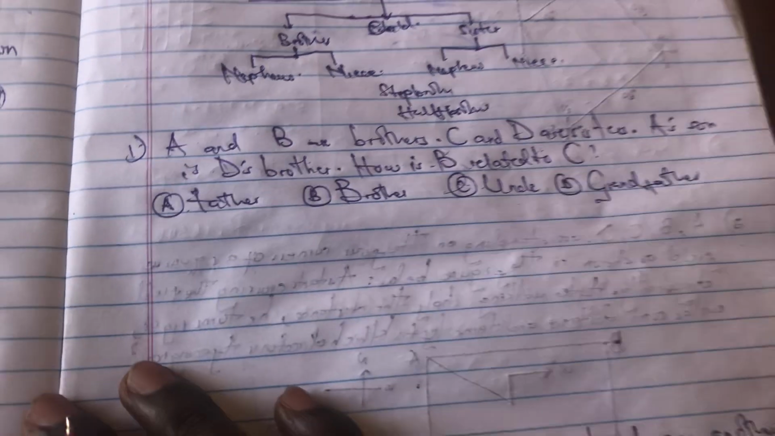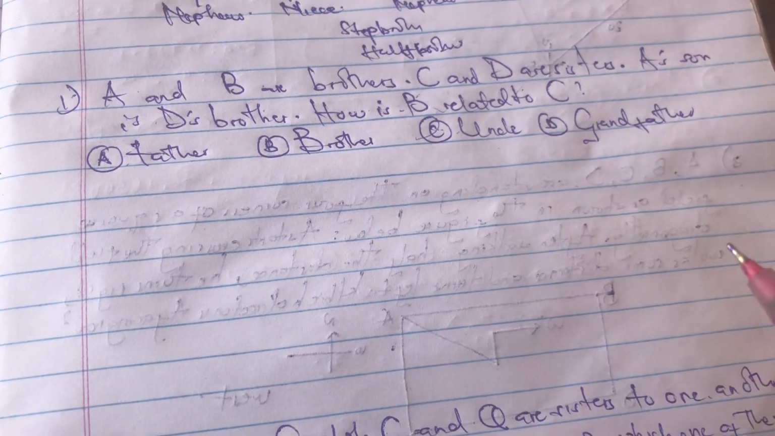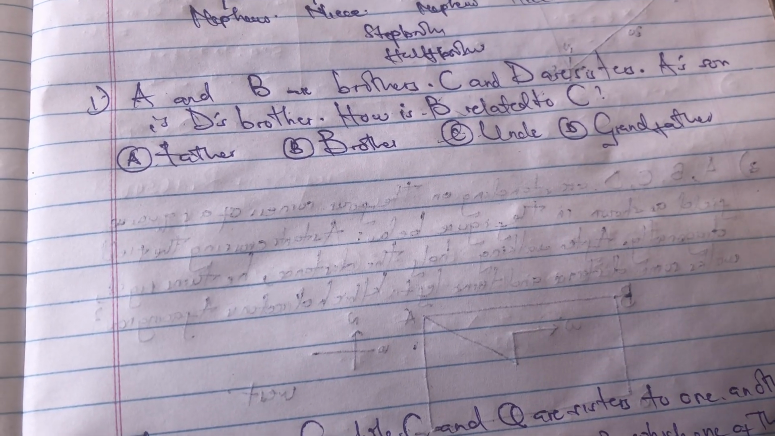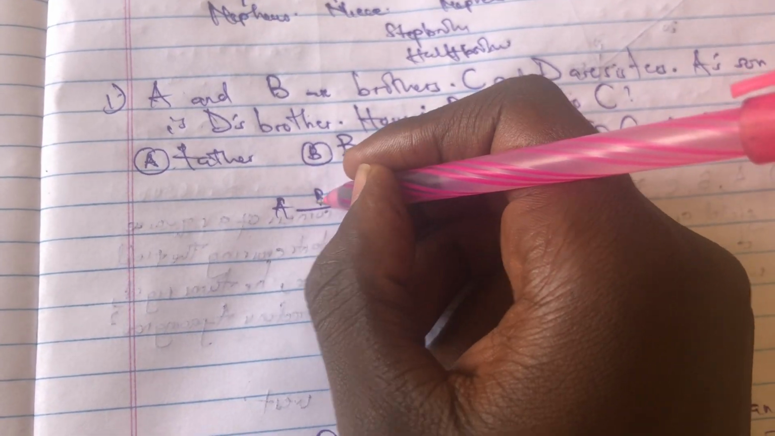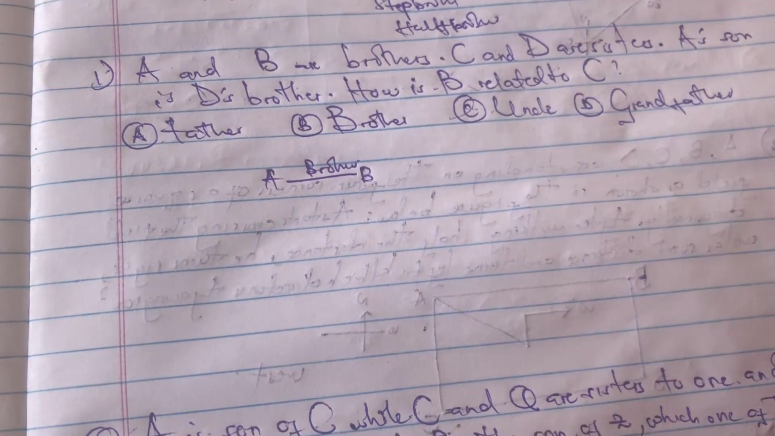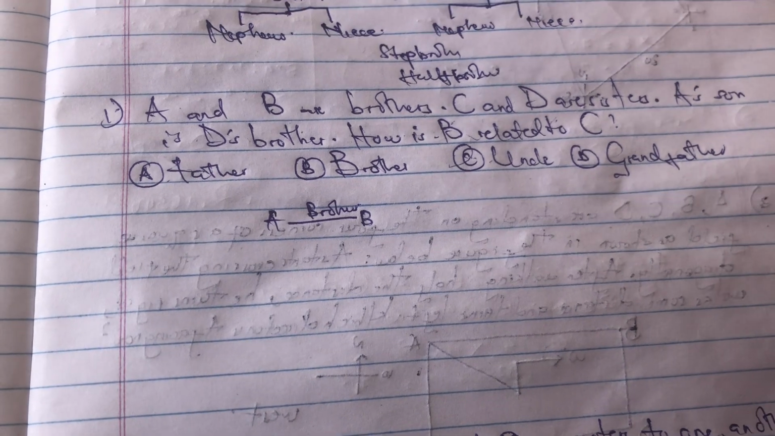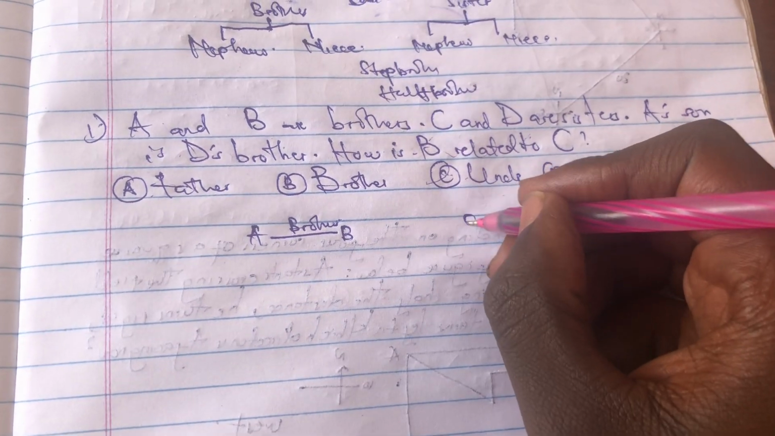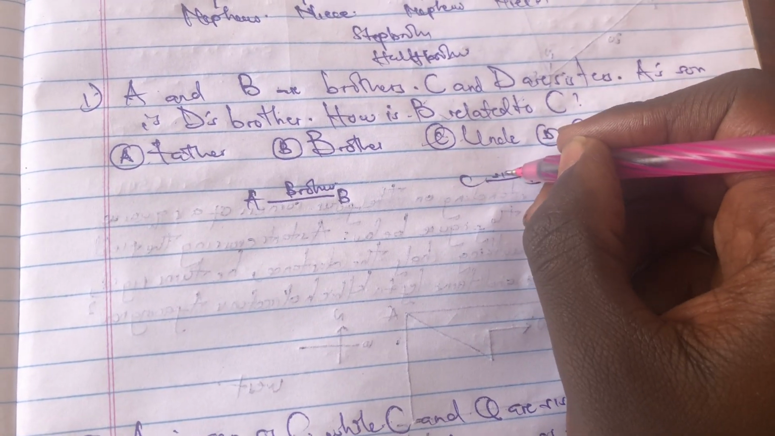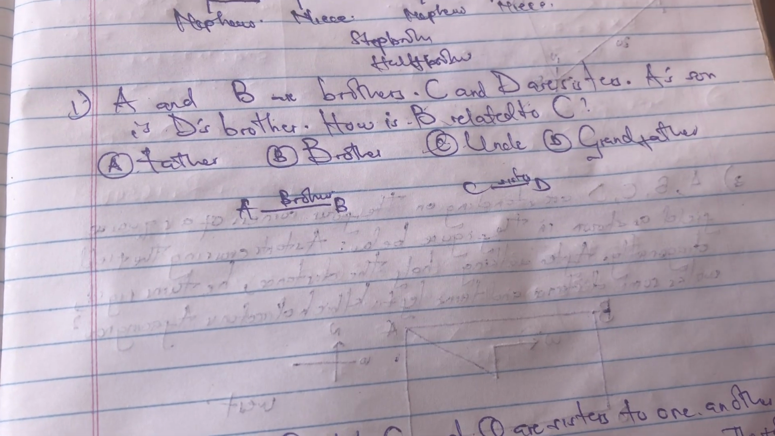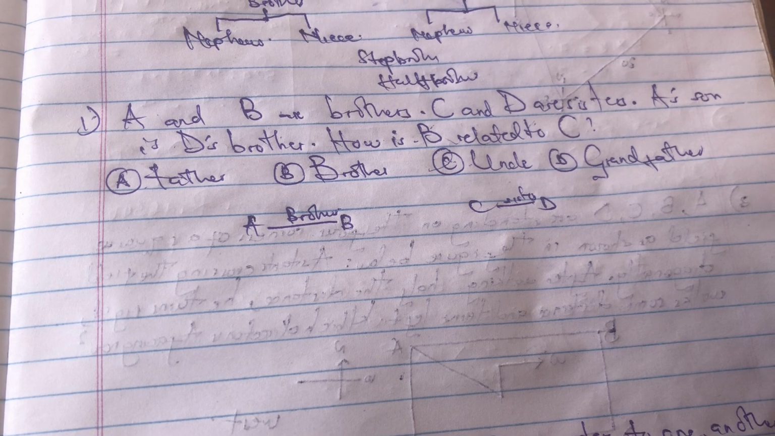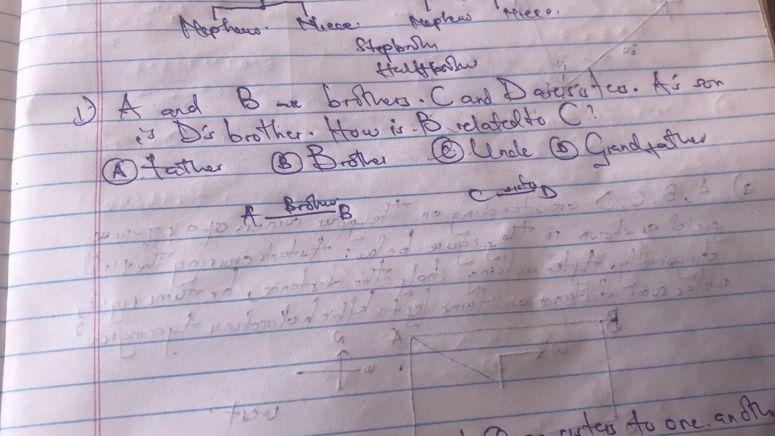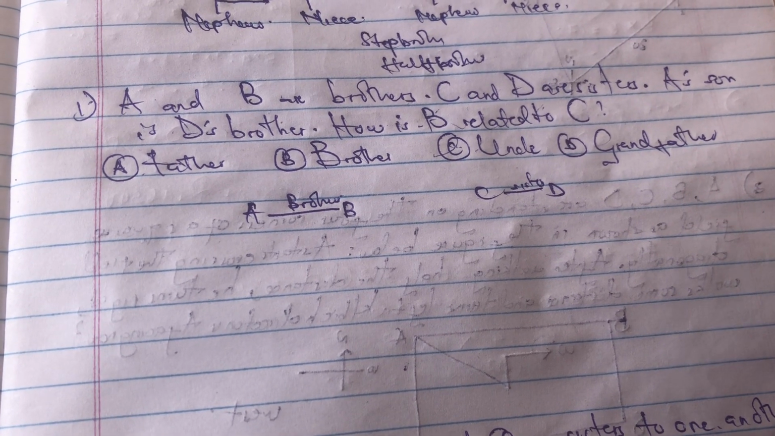Let's see an example here. They are saying A and B are brothers. So try to put here A, this is B. These two people are who? Brothers. All together. Then they are continuing saying C and D are sisters. Let's put here C and D are sisters. Are we together? And they're saying A's son is D's brother. A's son is D's brother.